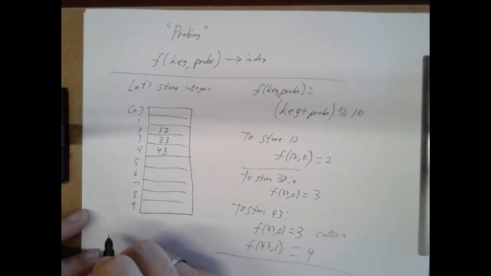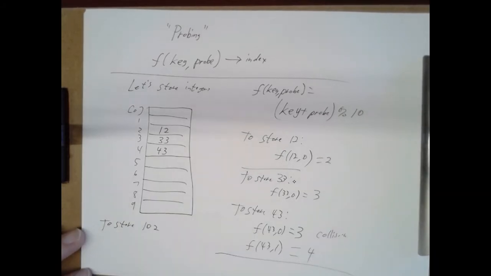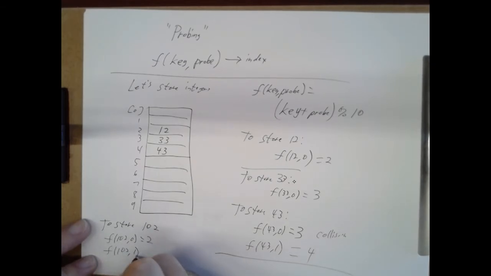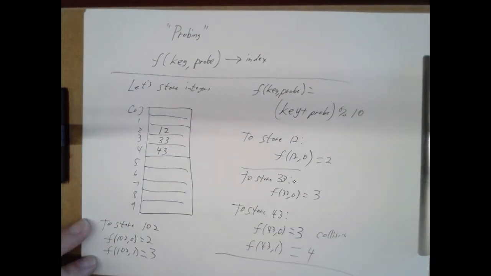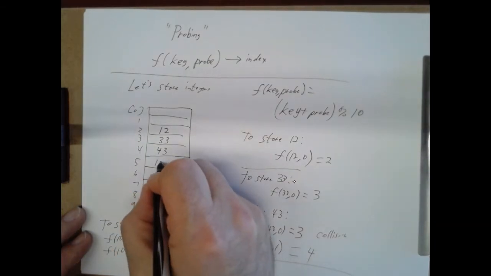All right, one more. Let's store 102. So f of 102 comma 0 is going to be 2. That's a collision. So increase the probe, f of 102 comma 1. That's 103 mod 10 is a 3. That's also a collision. So increase the probe, f of 102 comma 2. That's a 4. That's also a collision. Increase the probe again. F of 102 comma 3. That's 105 mod 10 is 5. No collision. This is where we store 102.